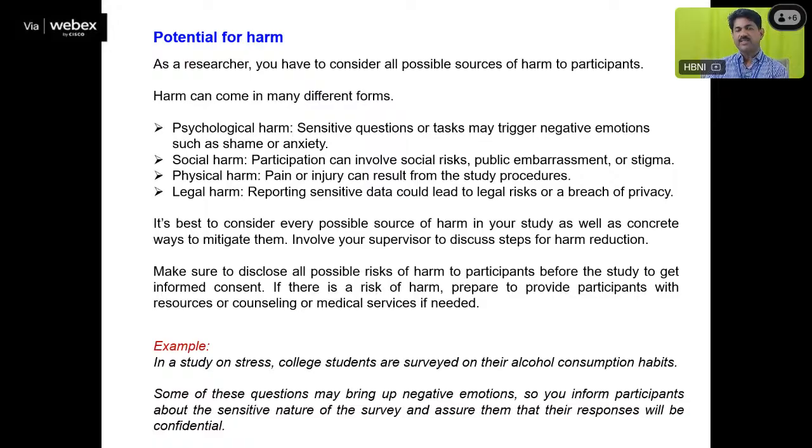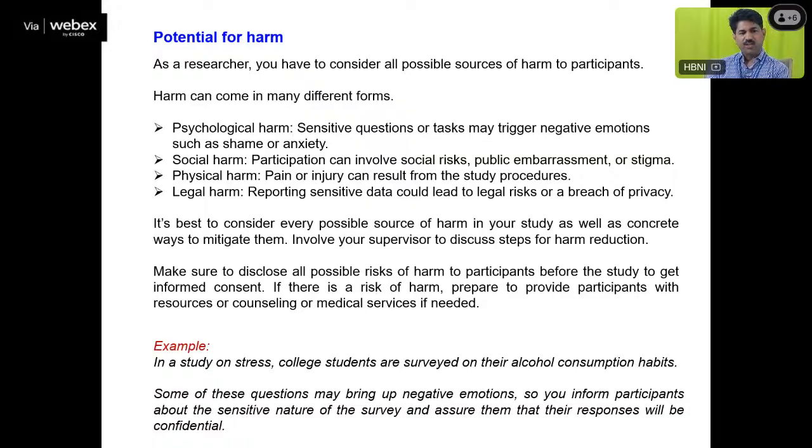So during your research design, you have to take care that this type of harm should not occur, and for that you can take the opinion of your research supervisor or your colleagues also. Otherwise, we can also have brainstorming sessions. In that case, we can discuss and reduce the various harmful effects that can occur during this research process.